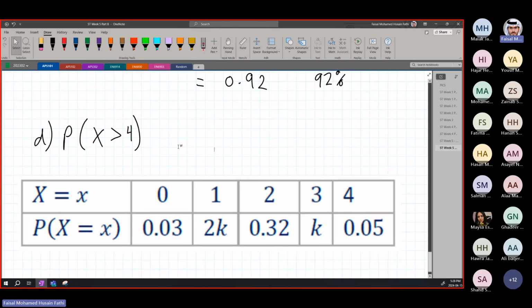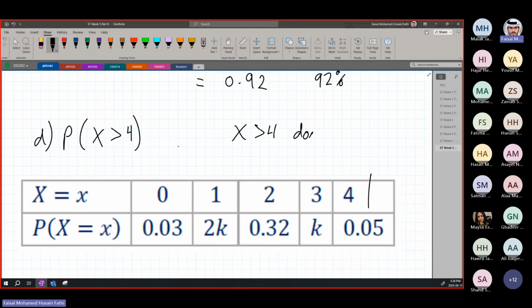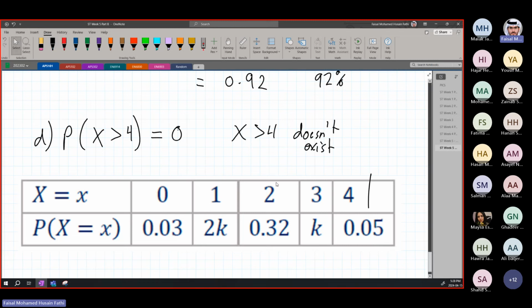The x event will never happen more than 4. 4 is our last value. There is no x greater than 4. X greater than 4 does not exist. Therefore, this probability is simply going to be 0 because it doesn't exist. It will never happen, in other words. It's not possible for it to happen as it does not exist within our discrete variables. And then we do not have an x that is greater than 4. All right? Is this clear? This is how the basic discrete probability solving will be.